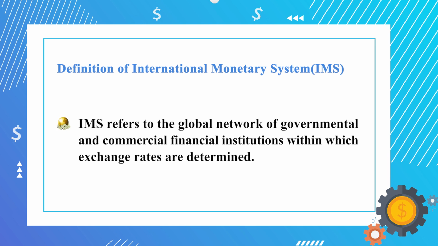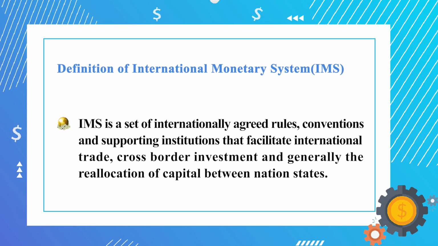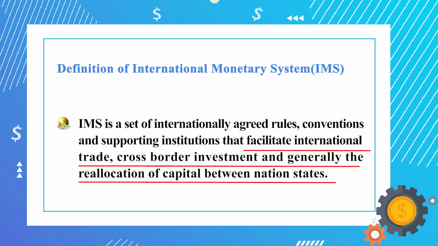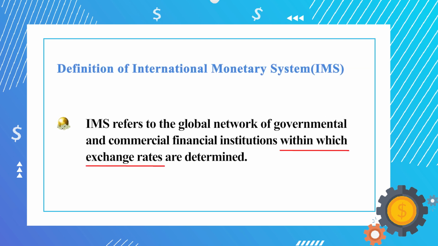Another definition of IMS refers to it as the global network of governmental and commercial financial institutions within which exchange rates are determined. Both definitions state that IMS is an institution. The first definition stresses the function of the IMS, which is to facilitate international trade and cross-border capital flows. The second definition stresses the content of the institution, in which the exchange rate regime will be determined.